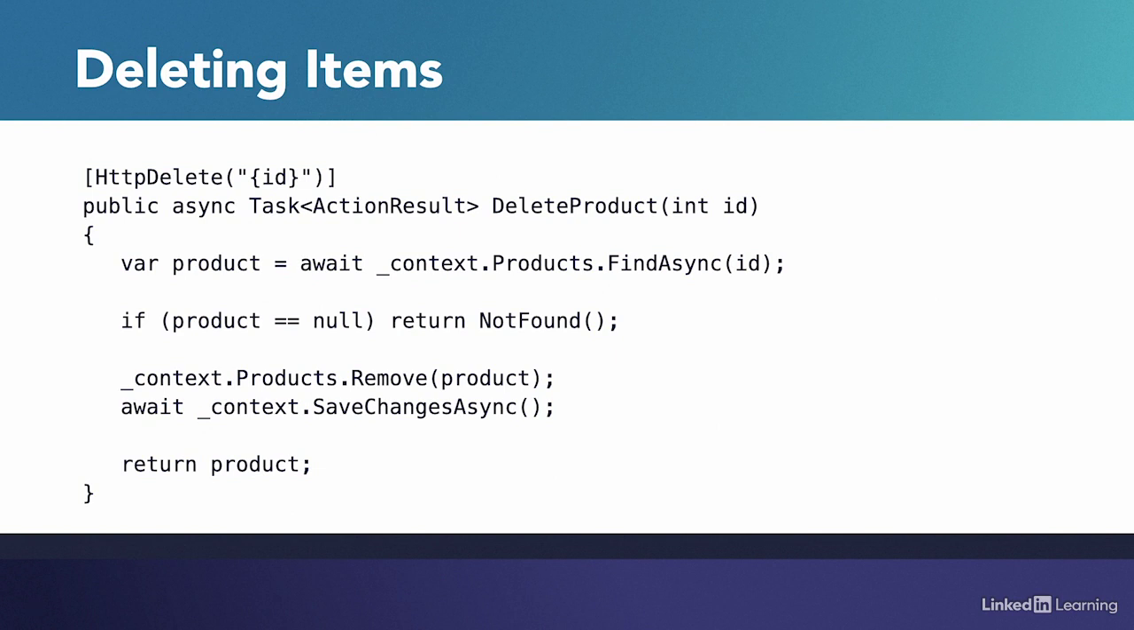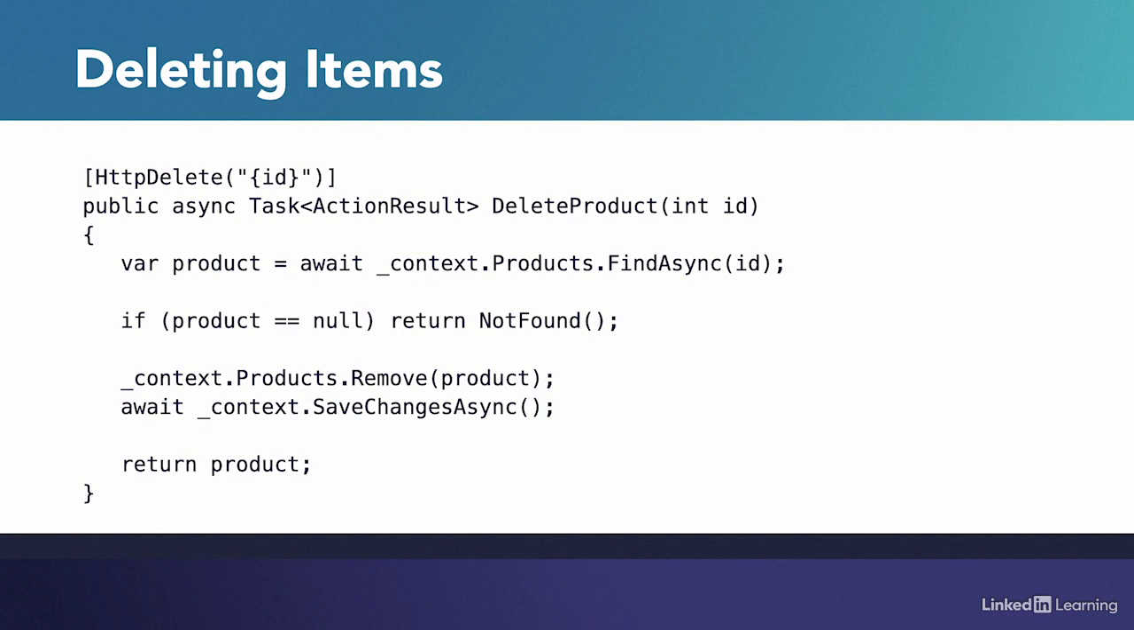On the other hand, if we do find the product, it's time to get rid of it. So let's just delete it from our database context and then save changes. One question remains. Which information do we want to return now, once we deleted a product? I've seen various options here out in the wild, but the majority of APIs more or less agrees on returning the product that was deleted.